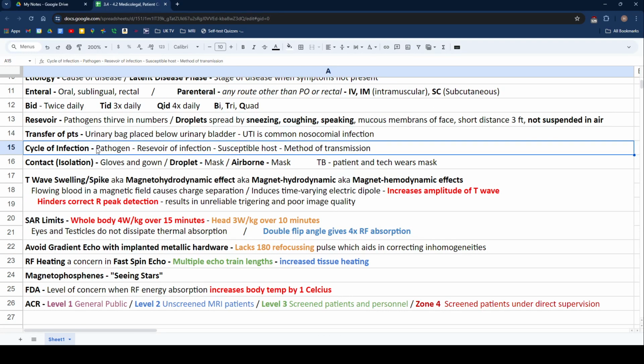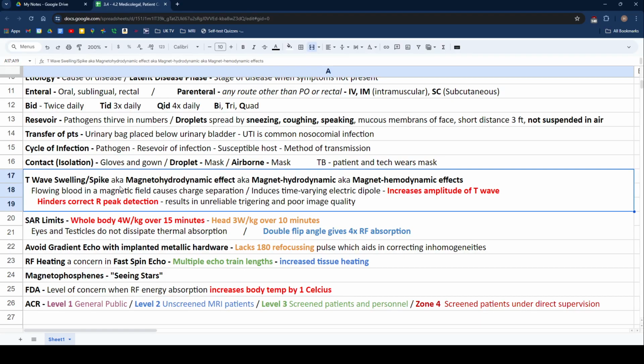Cycle of infection: pathogen, reservoir of infection, susceptible host, method of transmission. Contact isolation, need gloves and gowns. Droplet and airborne need masks. For TB patients, the patient and the tech wear masks.